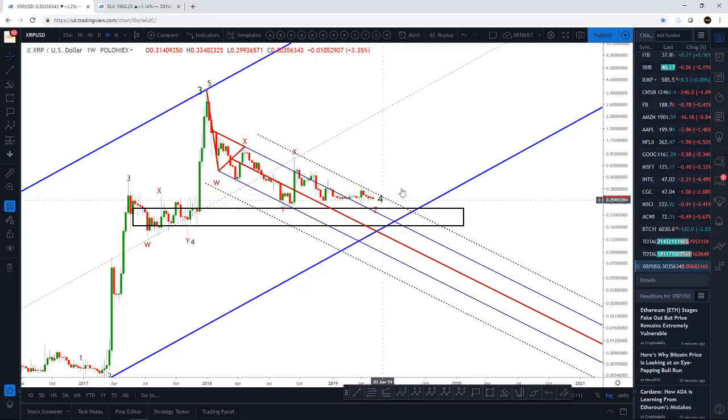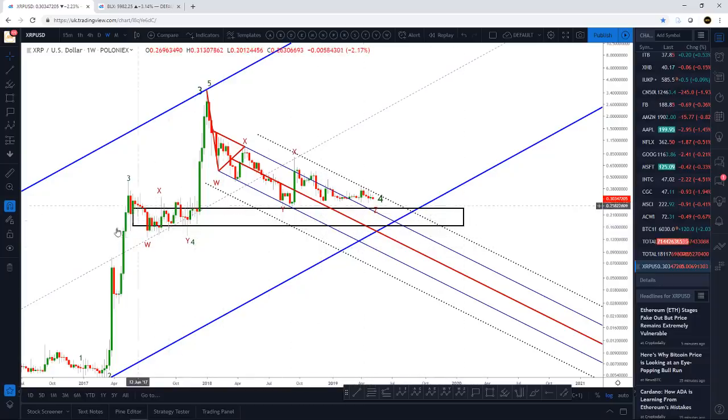And it ties in with Bitcoin, which is also looking bullish at present, but is not quite ready to go up. So Bitcoin looks like it could retrace quite a bit more, whilst Ripple looks like it might just go sideways, and then they could start to go up around the same time.